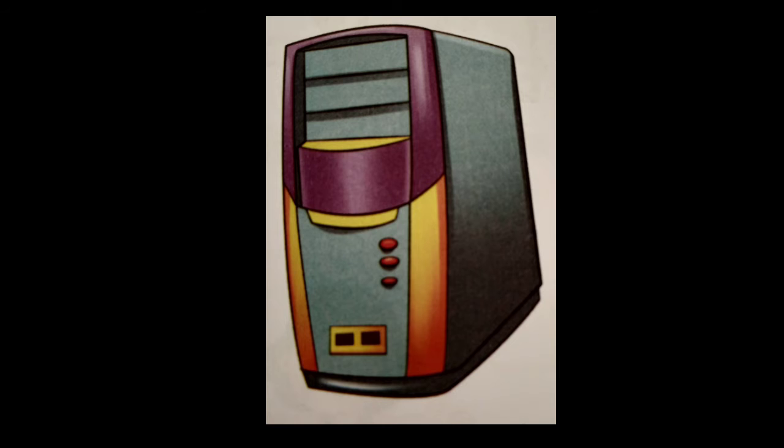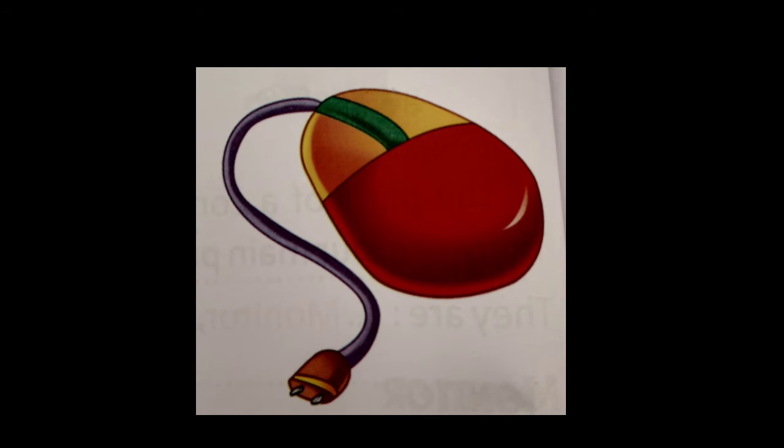Next one is mouse. The mouse is an input device with two or three buttons. It is a pointing device that is used to move pointer or arrow on the monitor. We can draw pictures and play games with the help of mouse. The mouse is used for selecting files on the monitor.